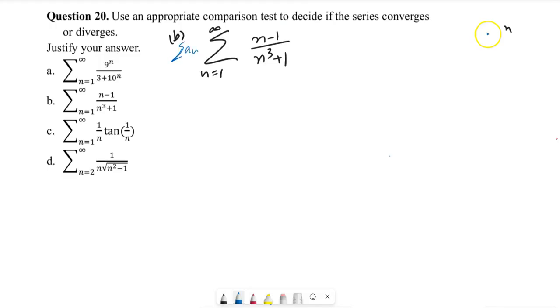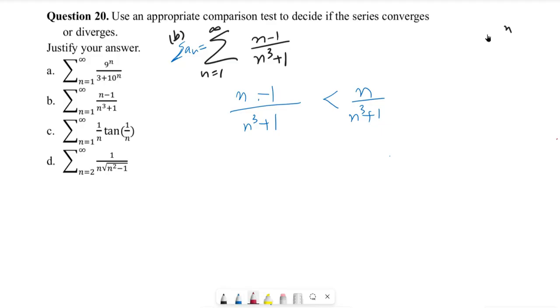This series, let's name this series an. Let's take one term of the series: n minus 1 divided by n cubed plus 1. Let's work one step at a time. n minus 1 is smaller than n. Therefore, (n minus 1)/(n cubed plus 1) is less than n/(n cubed plus 1), because you're dividing the smaller number by the same number. So the first should be smaller than the second one.